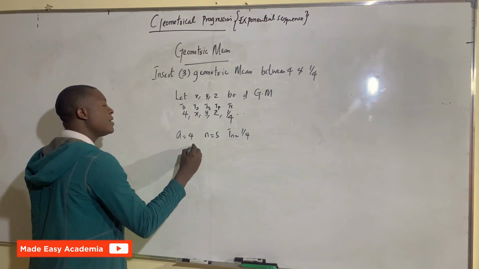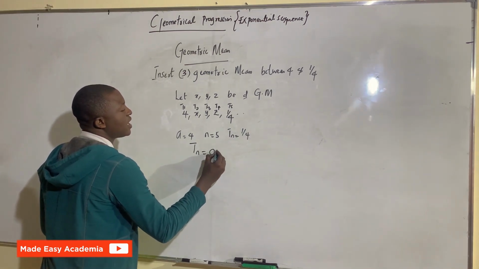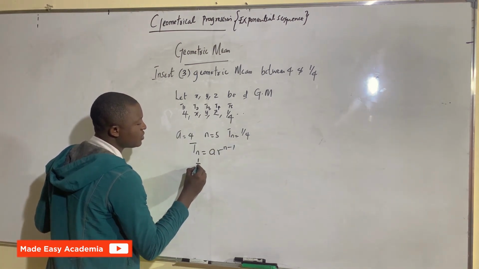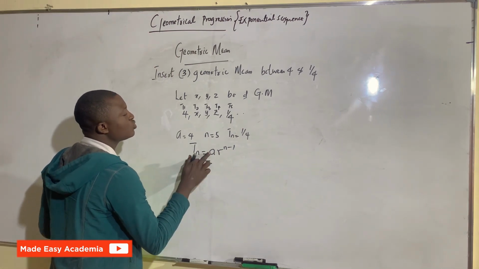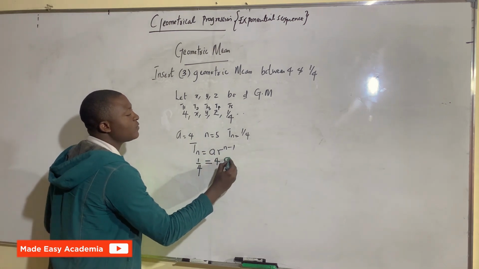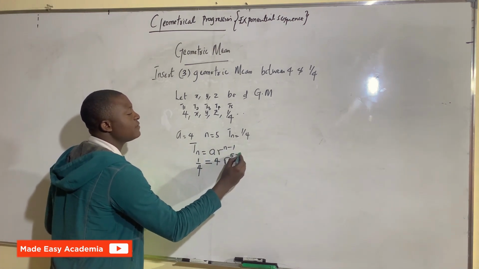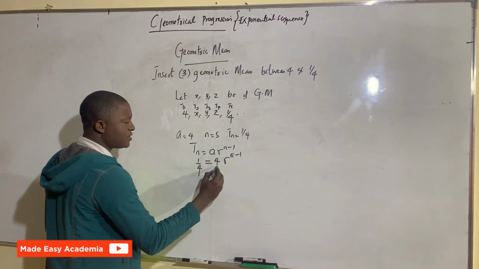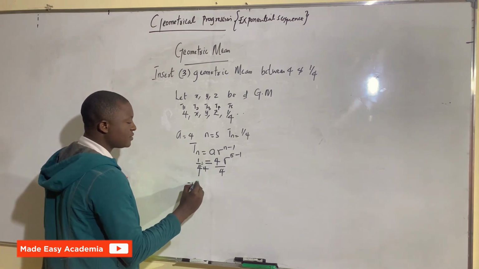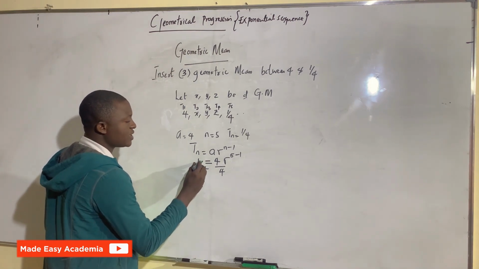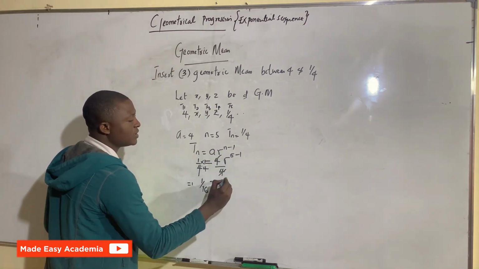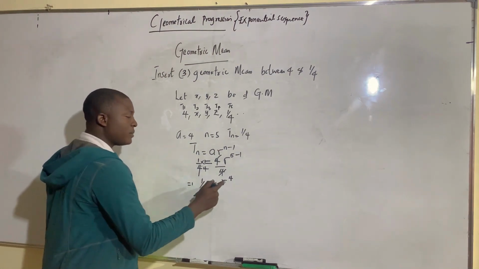So if I apply the formula, Tn equal to ar^(n-1), the last term we have here is 1/4. That one, 1/4, is equal to our first term, which is 4. We have 4. The common ratio is what we are looking for. Number of terms is 5, so n minus 1 is 4. I can just divide both sides by 4 to make my problem easier. So this gives us 1/4 times 1/4, which is 1/16, equal to r raised to the power of 5 minus 1, that's r to the power 4.